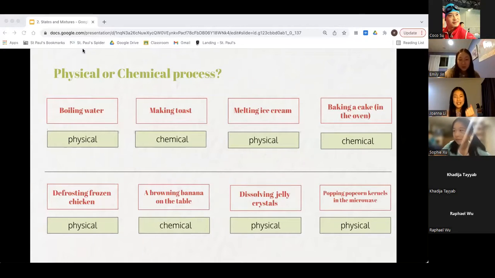So the starchy stuff inside of the kernel, it's actually the same stuff. So it's only a physical change, surprisingly. So you can unpop popcorn. I don't know. Maybe you can try.